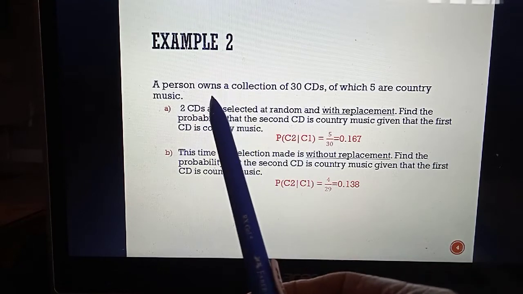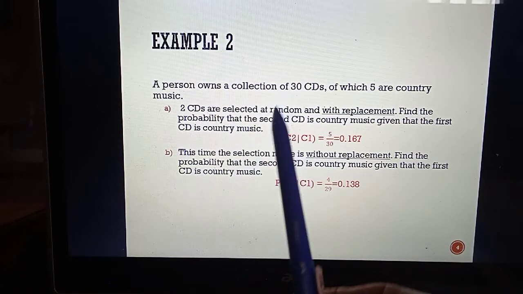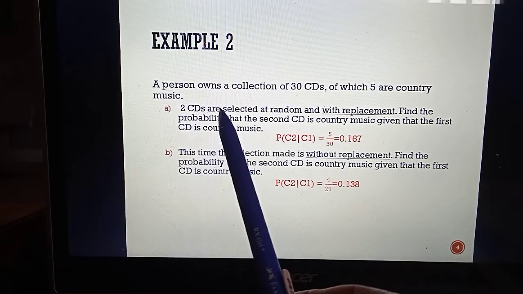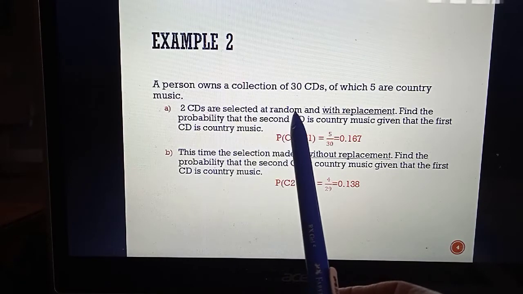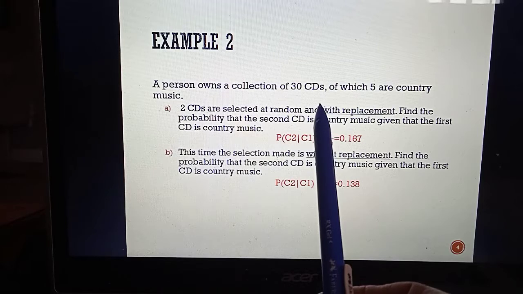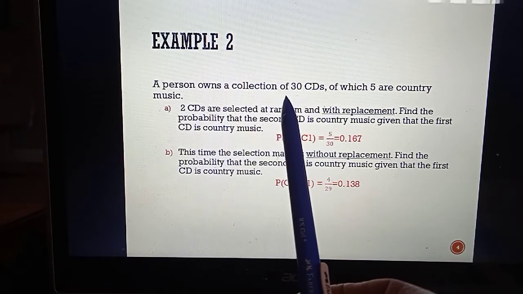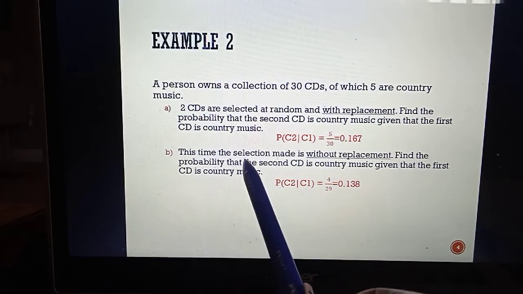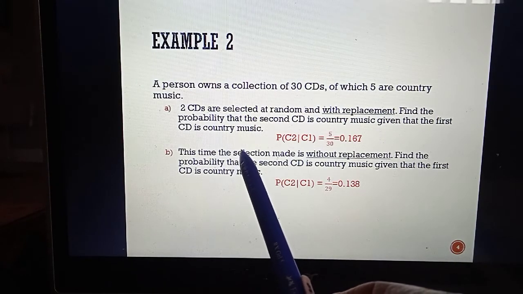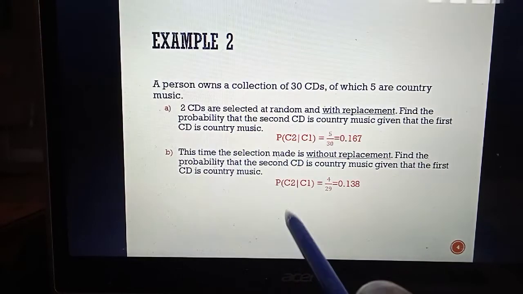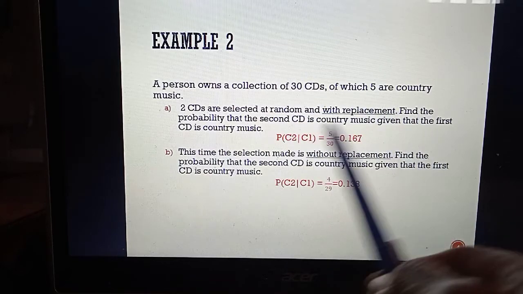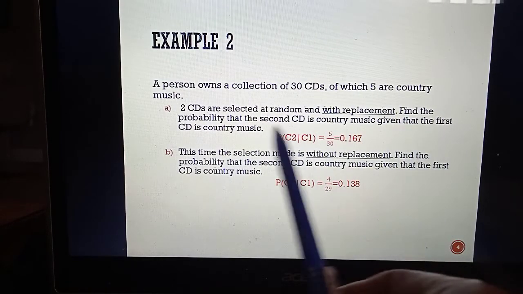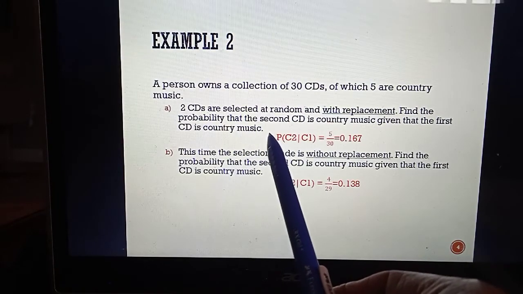Okay, example 2. A person owns a collection of 30 CDs, of which 5 are country music. 2 CDs are selected at random and with replacement. This means that when the first CD is taken, it is put back, so there will be 30 CDs again, and the second CD is also chosen from those 30 CDs. Find the probability that the second CD is country music given that the first CD is country music.